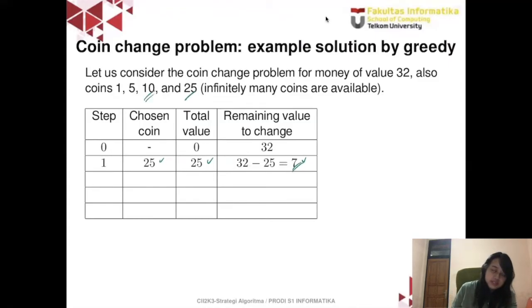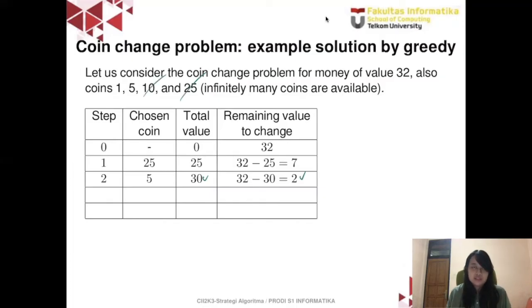So the next one, we check 10. It is not feasible as well. So the next one, we choose 5, which is feasible. So we choose 5 in the next step, so that we have the total value of 30 and the remaining of 2. 25 and 10 do not need to be considered again because we already took them out in the previous step. So we check 5. 5 is not feasible, so we take it out again. So we only have 1 remaining.